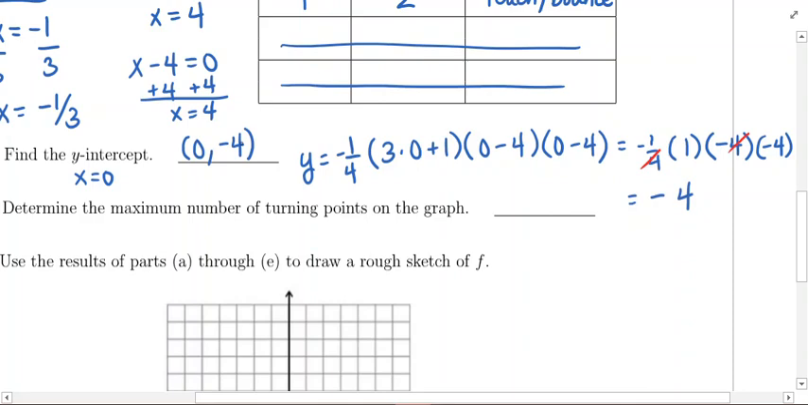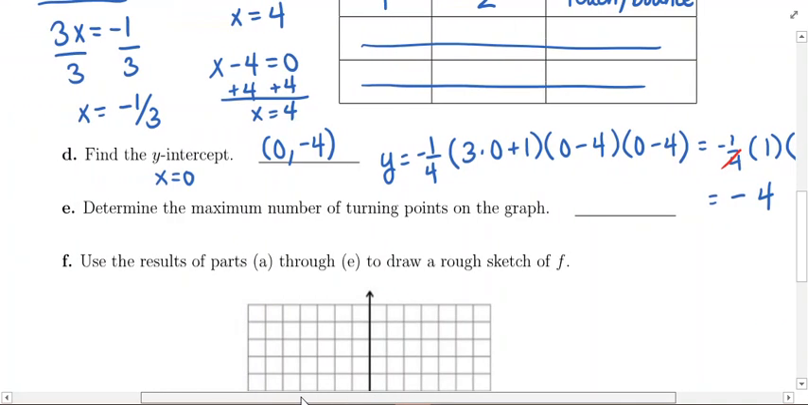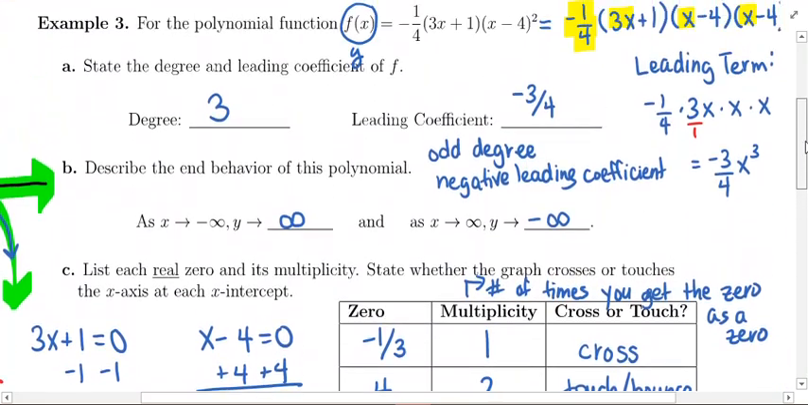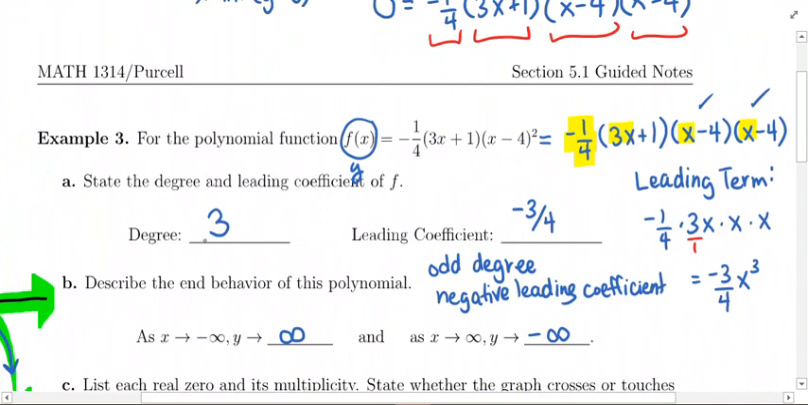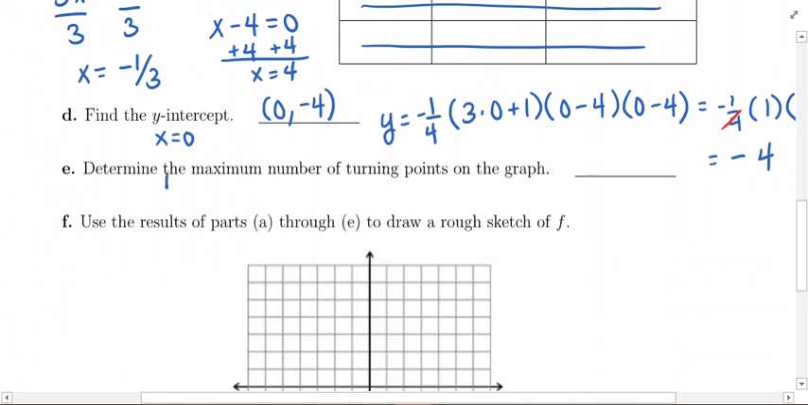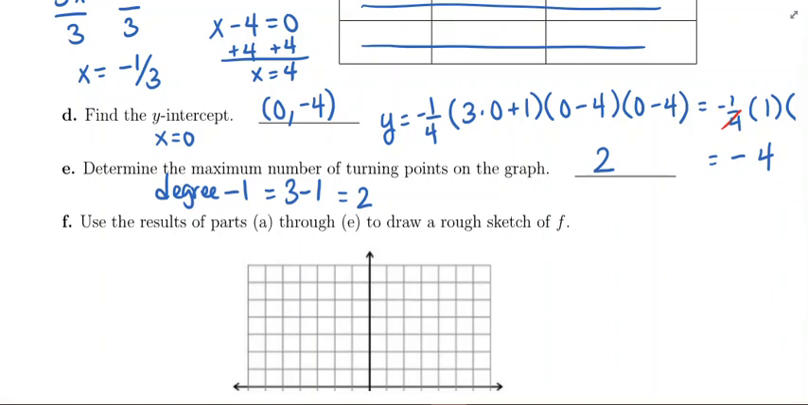Next step, part E. We're asked for the maximum number of turning points on the graph. So remember the rule: the degree here is 3, so the maximum number of turning points is the degree minus 1. Here that's 3 minus 1, which is 2. That's important because when you draw this, you can't have more than 2 turning points. And remember, turning points are points where you change from increasing to decreasing or from decreasing to increasing.